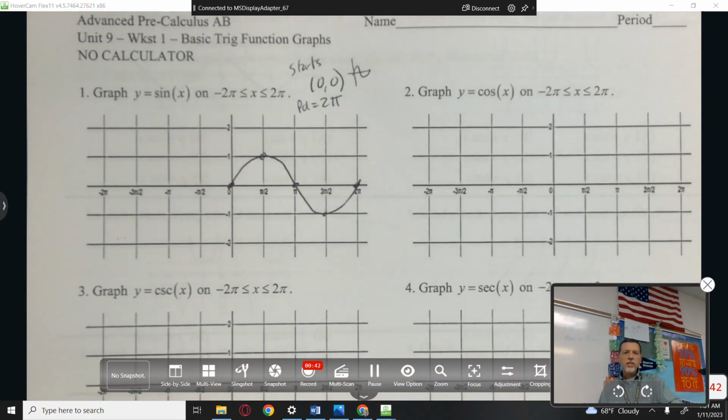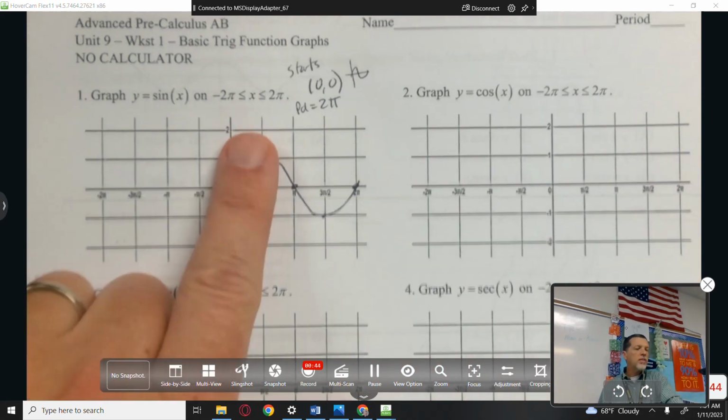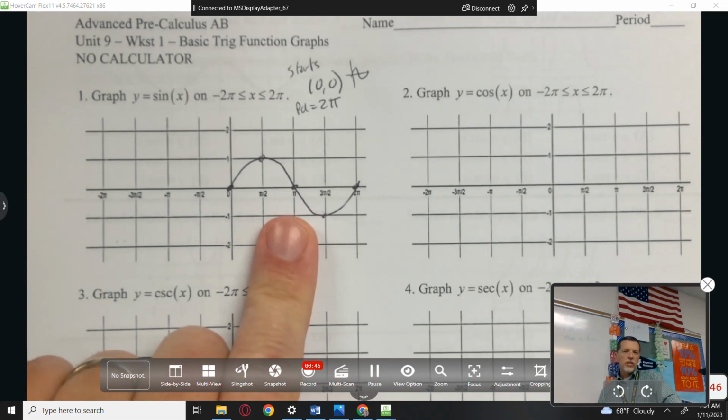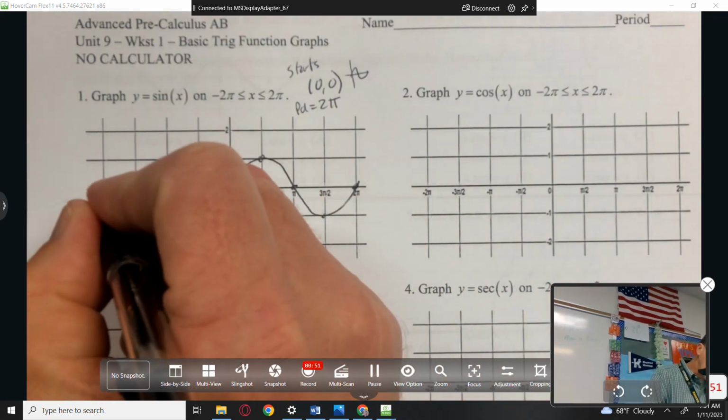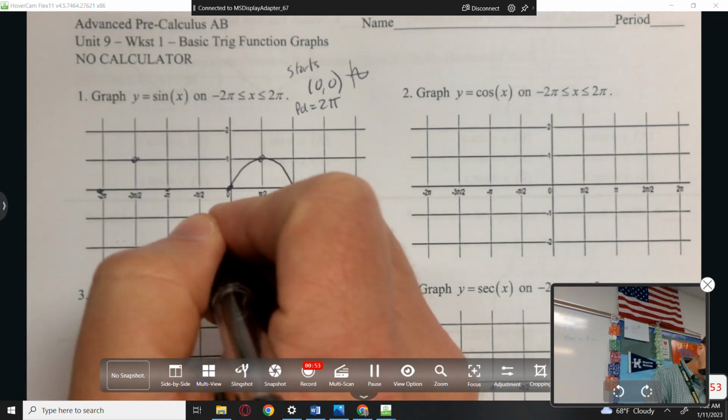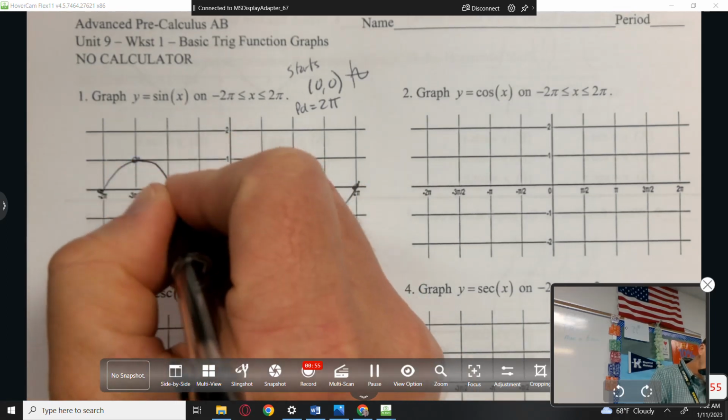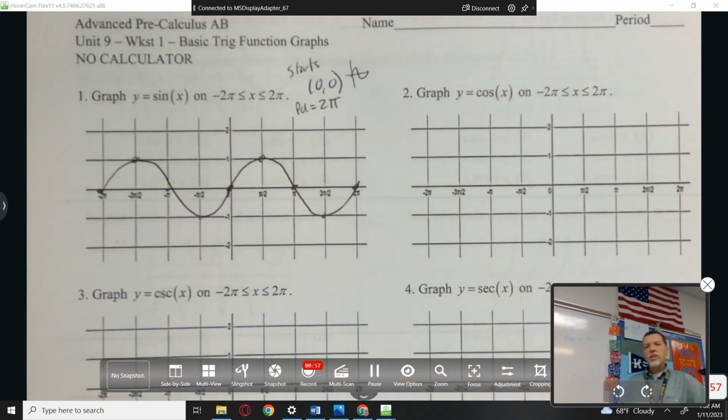And it doesn't say 2 periods, but it does say negative 2 pi to 2 pi. So there's the first one. Let's copy it backward. So we'll put the same picture over here. And there's our graph of sine of x from negative 2 pi to 2 pi.